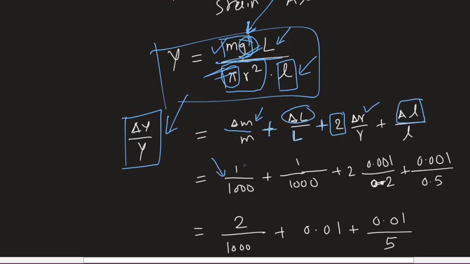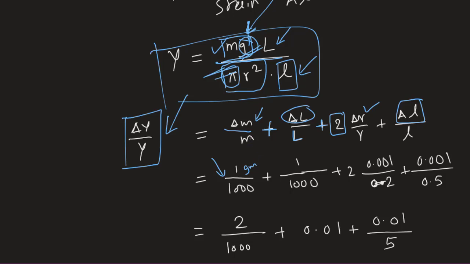So delta M is 1 gram, okay, and mass was 1 kg, which is 1000 grams. So we have converted into grams. We can also do it in kg as well, but this was easier for me. That's why I calculated in gram, because whenever we are dividing, it doesn't matter if we are considering it in gram or kilogram, because they cancel out each other. Then delta L divided by L.